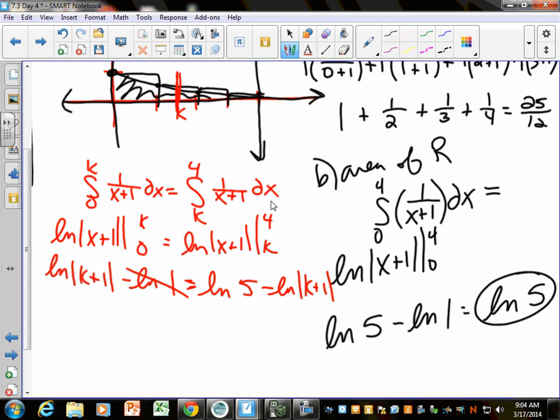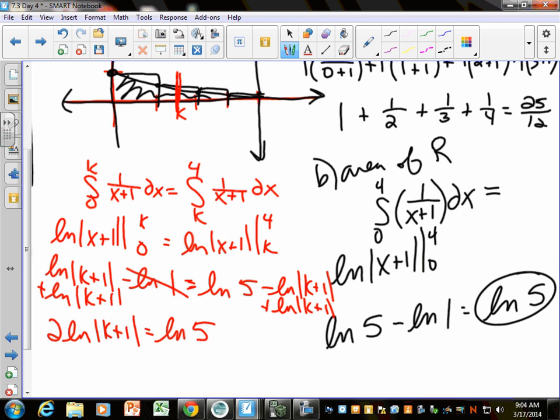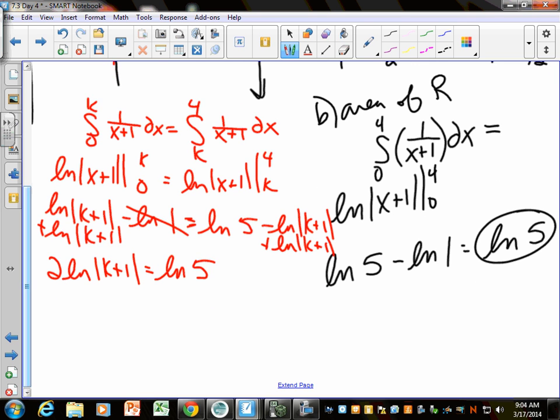Can I move this ln of k plus 1 over to the side? If I add that over, and I'm just combining like terms, I'm going to say that's 2 ln of k plus 1 equals ln of 5. And you can see this is kind of a stretch here. It's kind of a crazy problem, but if you can have an ln equal to an ln, then the stuff inside has to be the same. Is there a way I can put this 2 in here? That's the same as saying ln of (k plus 1) squared equals ln of 5.